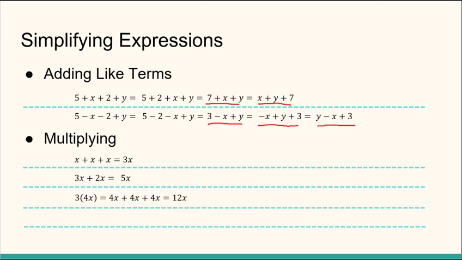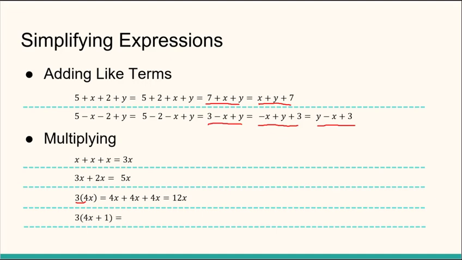If I have 3 times 4x, now that means 3 groups of 4x. So that means a group of 4x here, a group of 4x here. So that would in turn mean 4x plus 4x plus 4x, which is 12x. Or you could have just said 3 times 4 is 12 right here, and then an x.